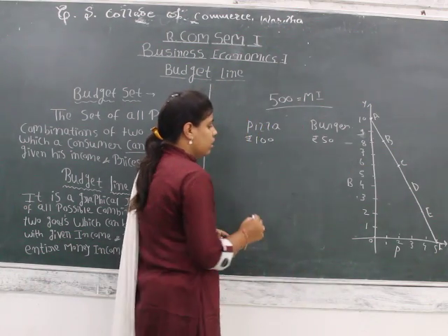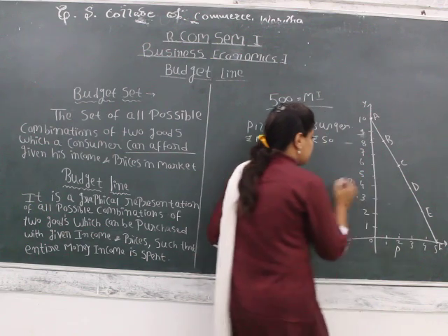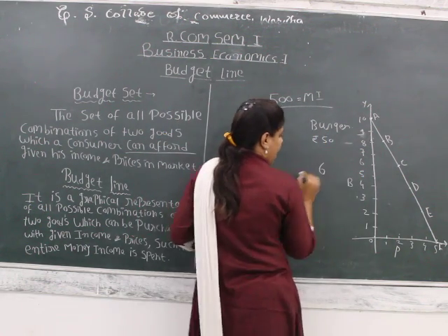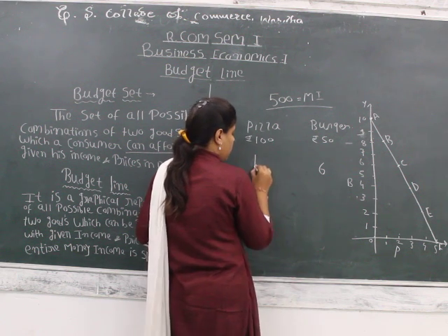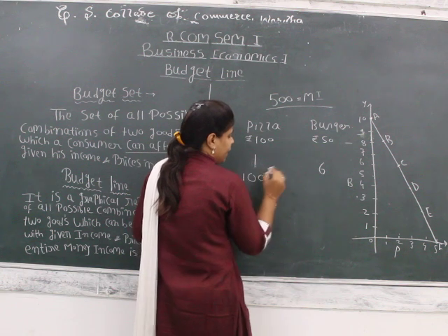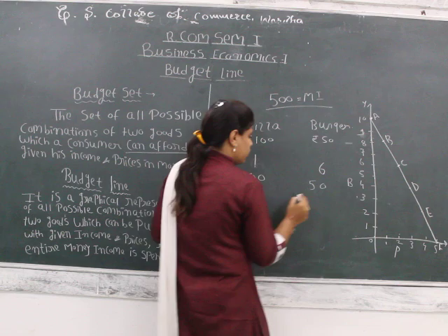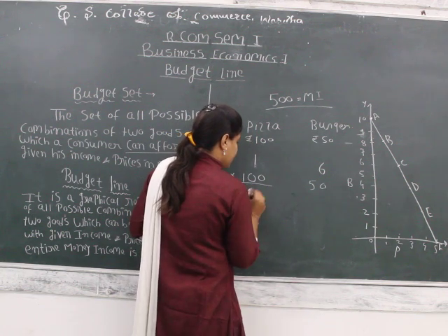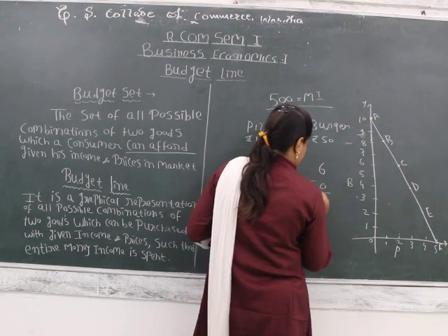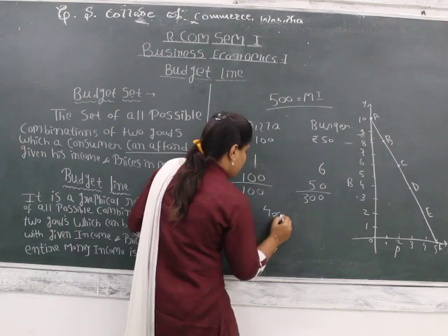For example, if the consumer wants to buy 6 burgers and 1 pizza. So 1 pizza costs rupees 100 and 6 burgers are each costing rupees 50. So it will be 100 and it will be 300. So 300 plus 100 is going to be 400.